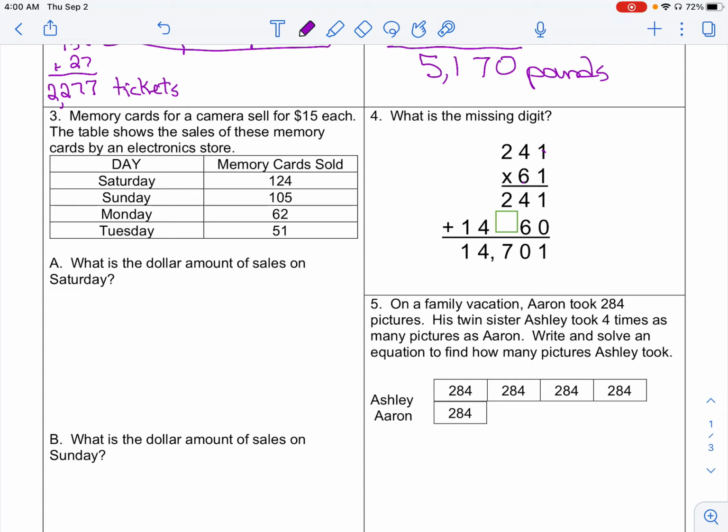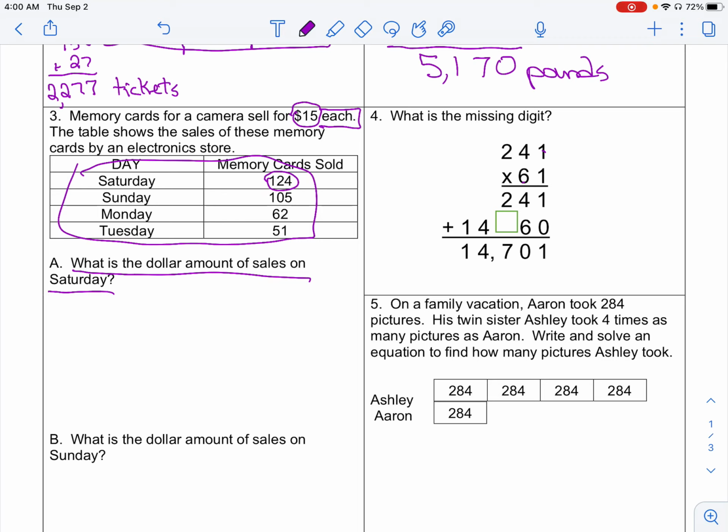Okay. Memory cards for a camera sell for $15 each. The table shows the sales of these memory cards by an electronics store. So there's our data. What is the dollar amount of sales on Saturday? So we're talking about that, and we have to go back to the original question. It talks about $15 each. Each is a box word. The question that we're answering is part A.